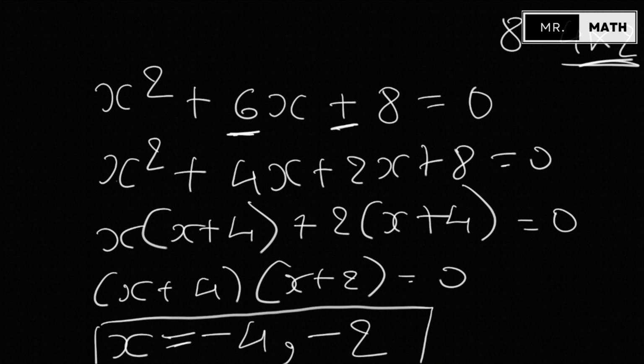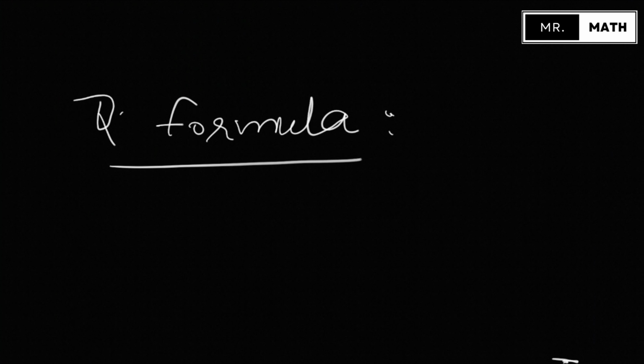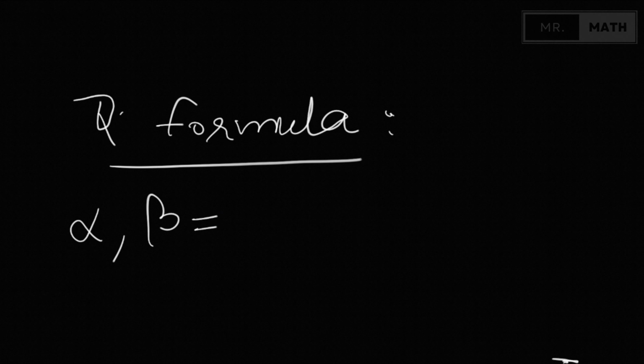Now there is another method also. What is the other method? Quadratic formula. Let's look into that. Another method for calculating roots, which is the quadratic formula. We denoted roots with alpha and beta. So that's a simple formula. Put the values in that and you will get the roots.